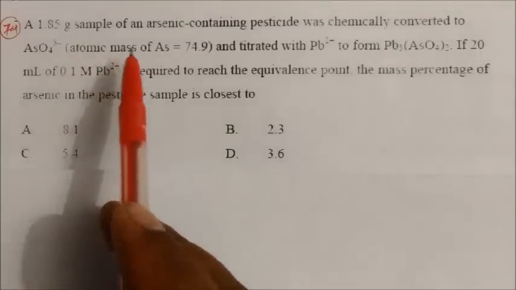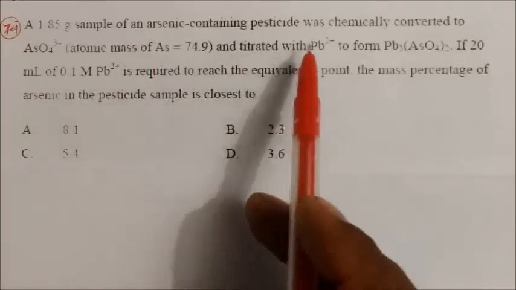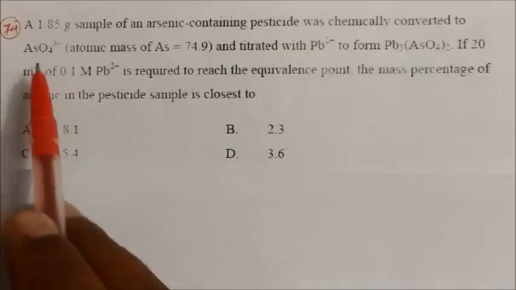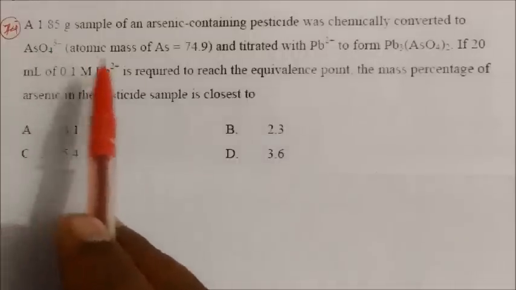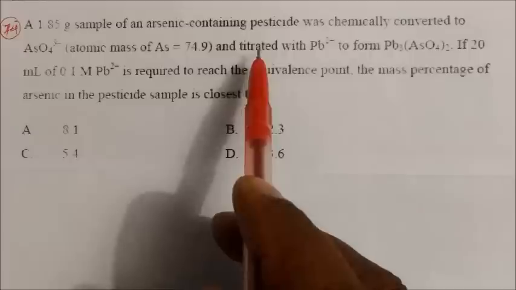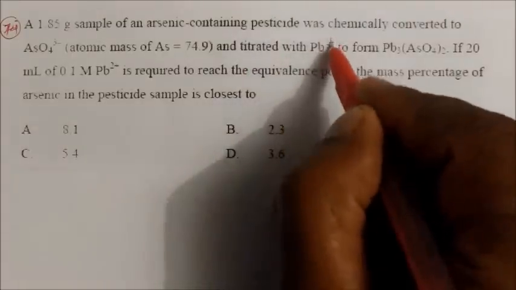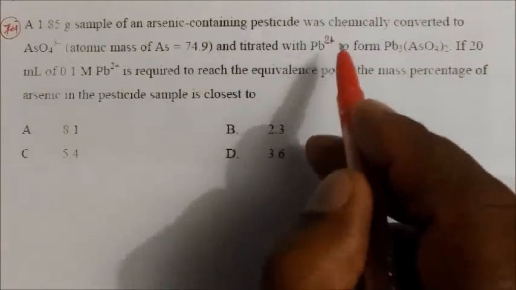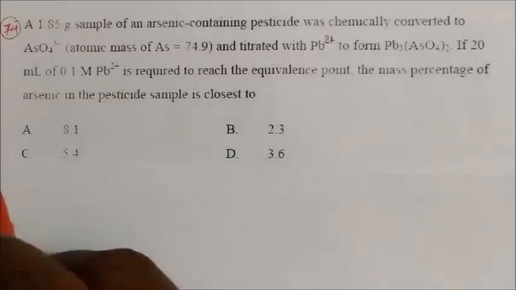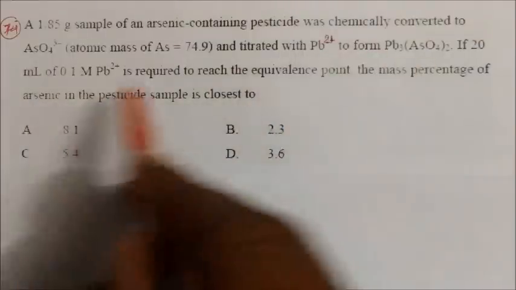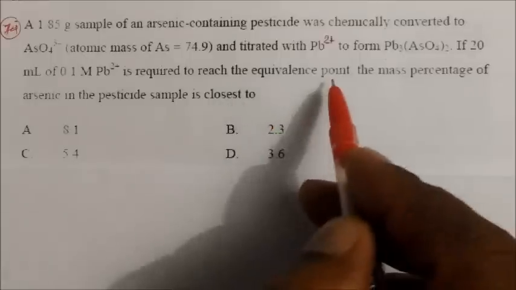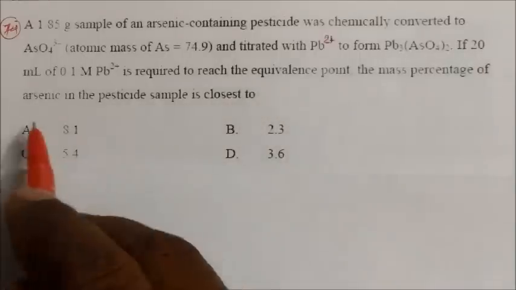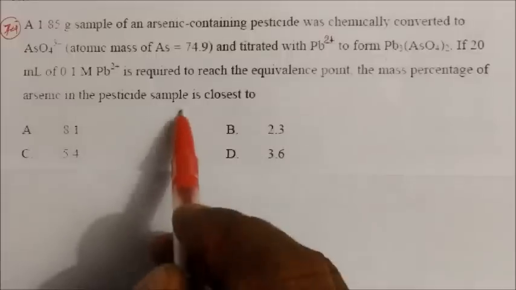A 1.85 gram sample of an arsenic-containing pesticide was chemically converted to AsO4 3 negative, and the atomic mass is given as 74.9. This is titrated with lead 2 plus, and it will form lead arsenate. If 20 ml of 0.1 molarity lead 2 plus is required to reach the equivalence point, then the mass percentage of arsenic in the pesticide sample is closest to?